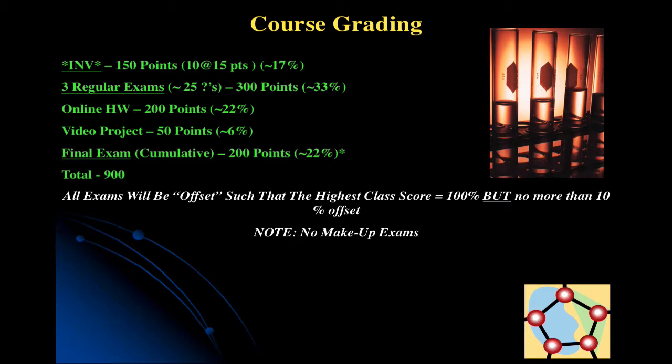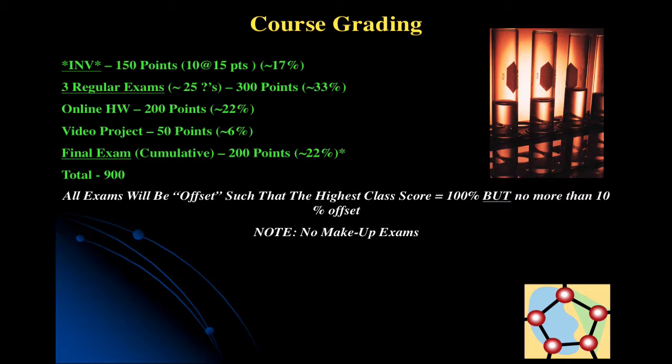All exams will be offset such that the highest class score is 100%. But I'm not going to offset it more than 10%. Okay? So what does that mean? That means maybe I asked a question that was a little unfair, maybe a little too difficult for whatever reason, and everybody missed it. And it was worth 5 points. Well, everybody gets that 5 points. Okay? So, but it won't go any higher than 10%.